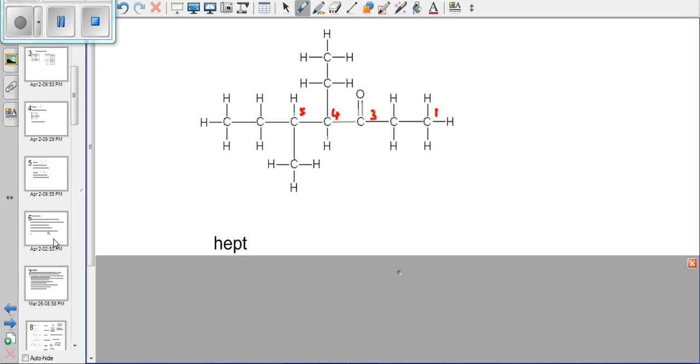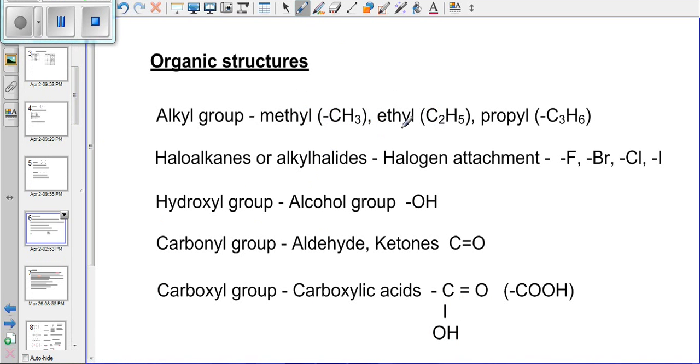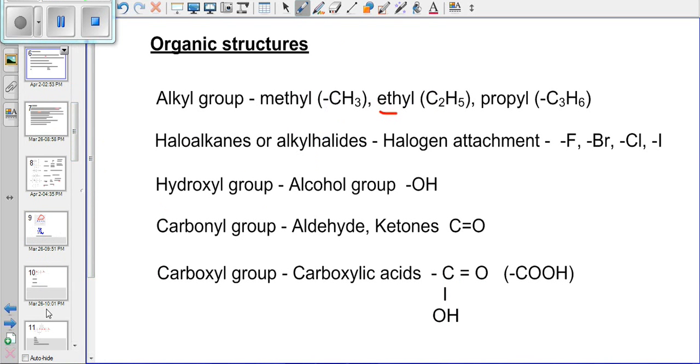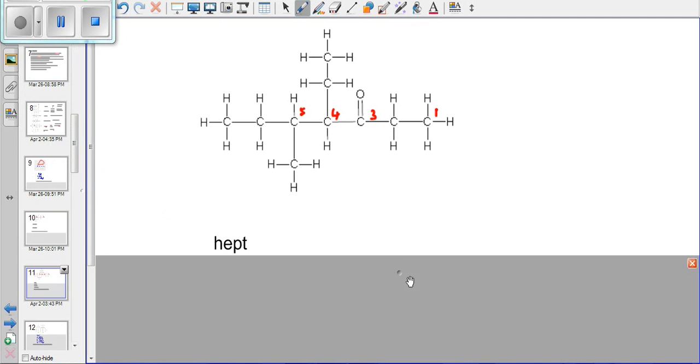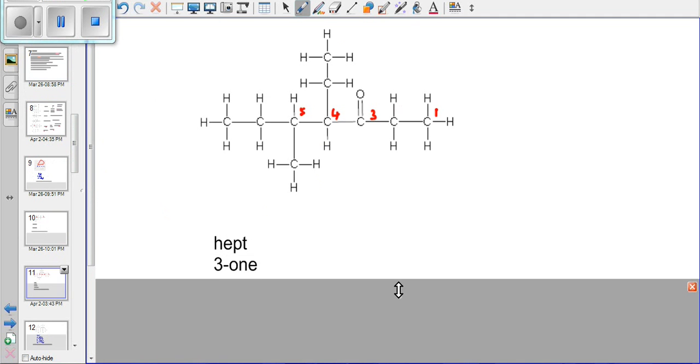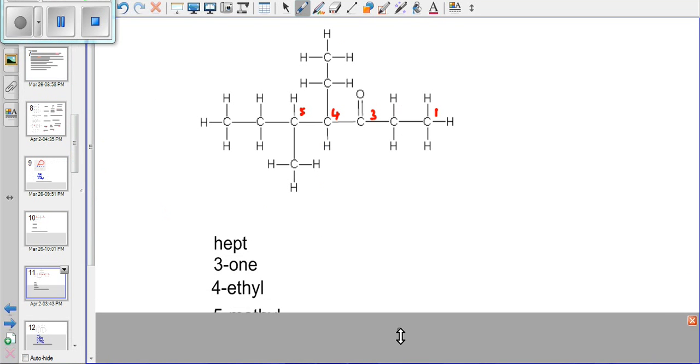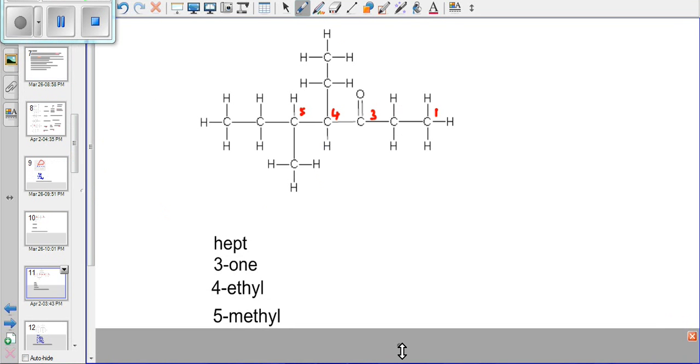which is your ethyl attachment, as we mentioned earlier. Just to recap, C2H5 is your ethyl attachment. Going further, let's see what we have. We've got hept, the third carbon has a ketone attachment to it. On the fourth carbon we've got an ethyl attachment. On the fifth carbon we've got a methyl attachment, the CH3 attachment. On this carbon here we have this CH3 attachment.